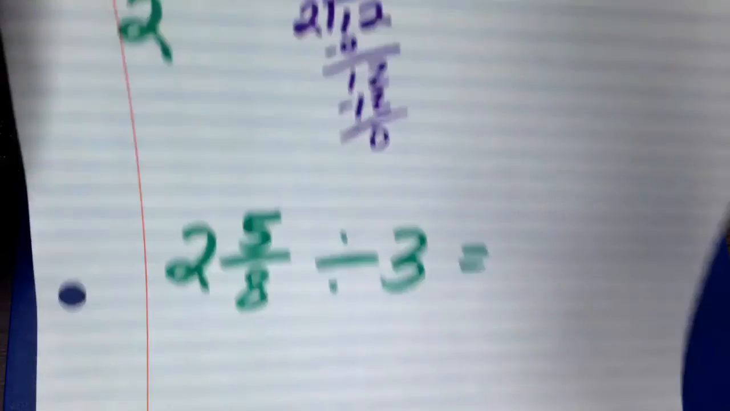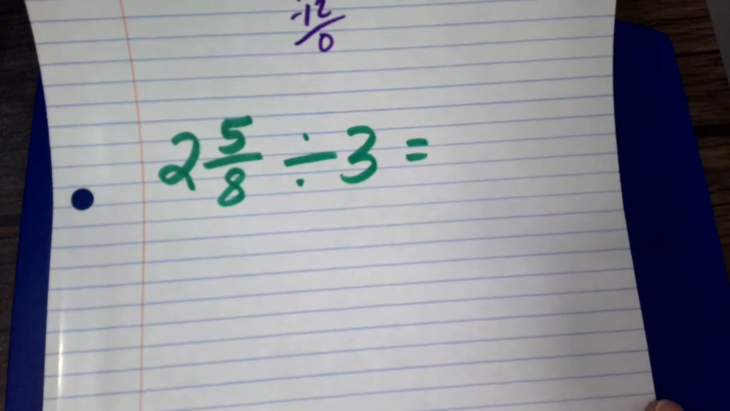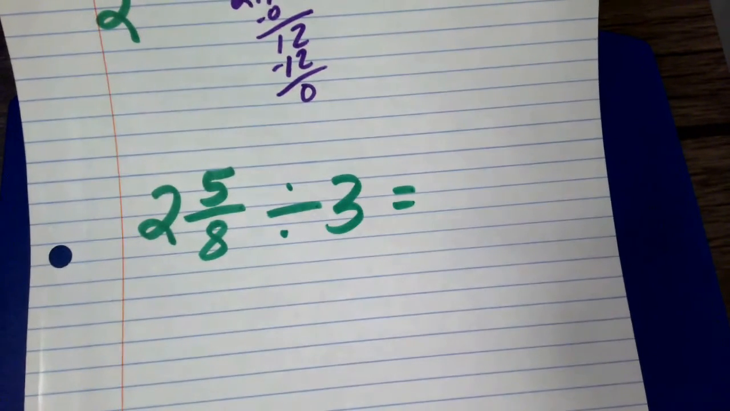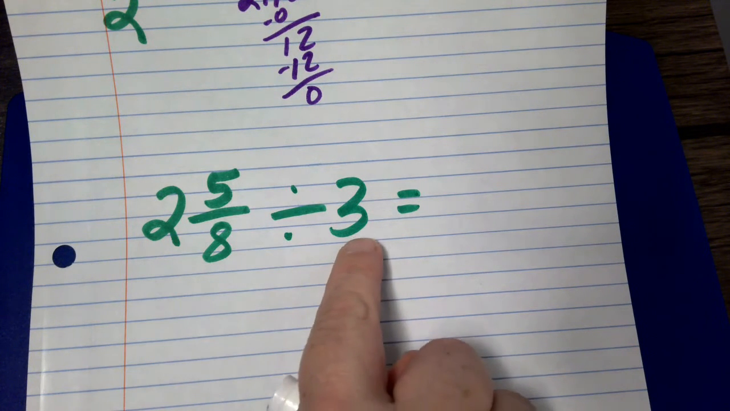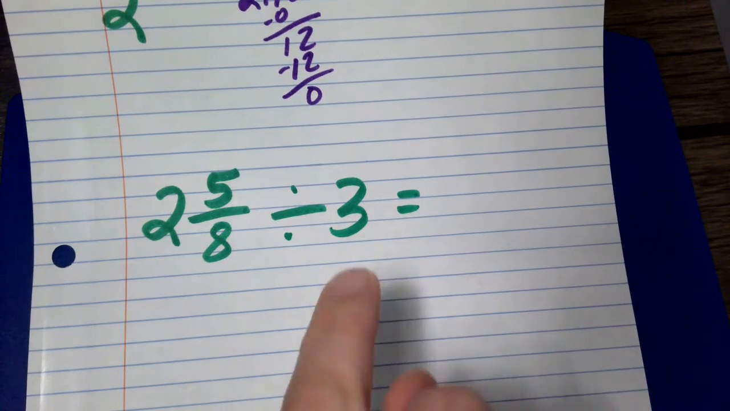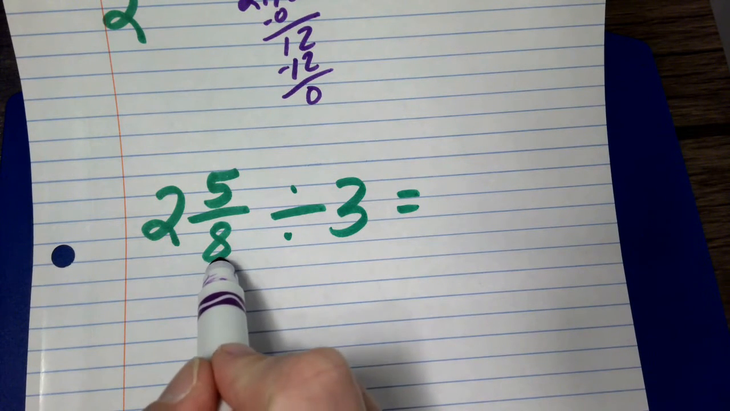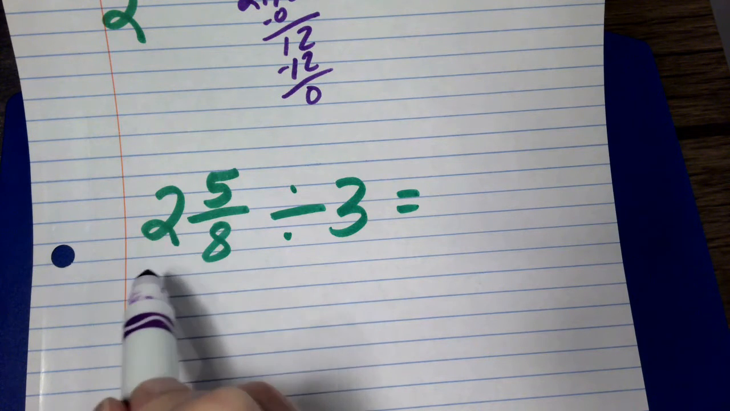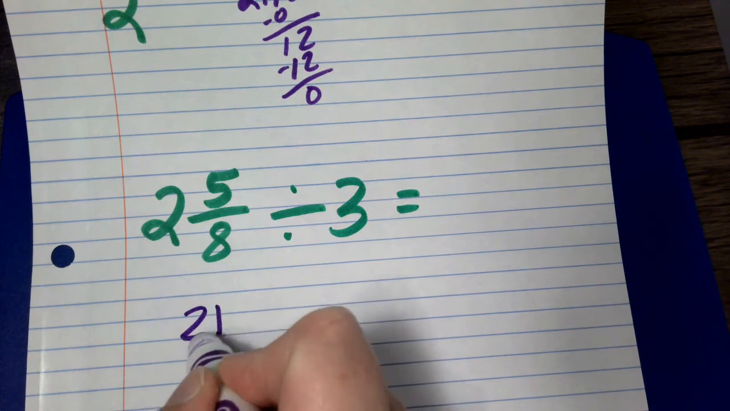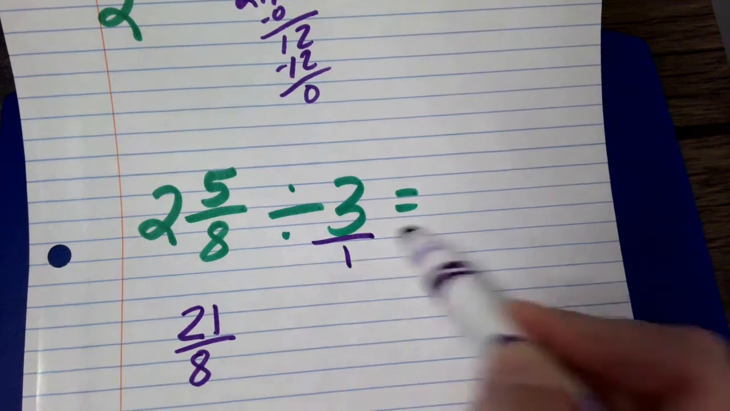Okay, the next one is a little bit harder. We have 2 5/8 divided by 3. So first things first, I have to make my mixed number into an improper fraction so that I can go ahead and divide. And I also need to change my 3 into 3 over 1 so that I have a fraction that I can divide. So let's start here. 8 times 2 is 16 plus 5 more, 17, 18, 19, 20, 21. So 21/8 is my equivalent fraction. And then I'm going to have my 3 and put it over 1.